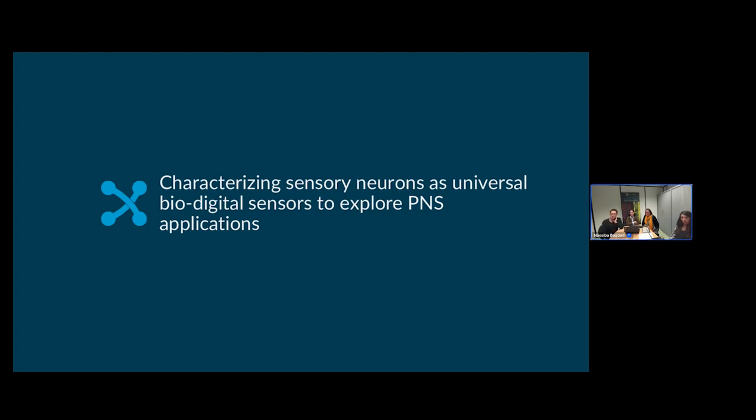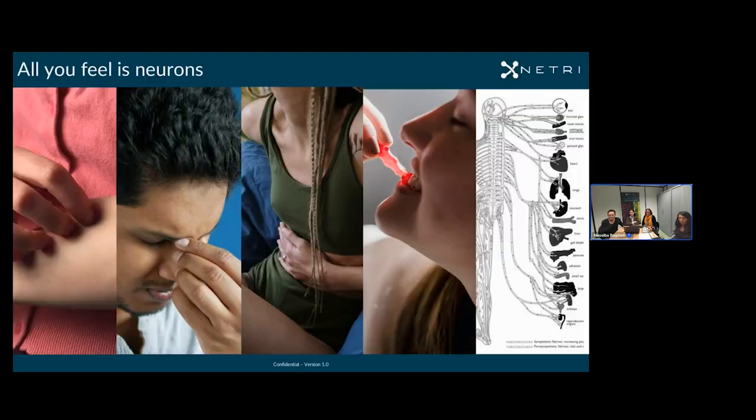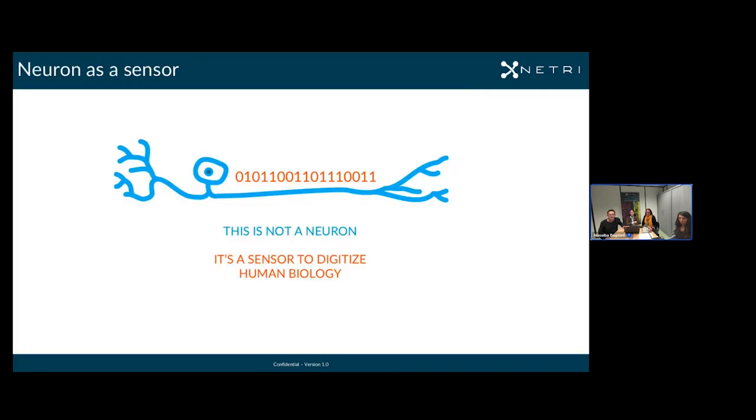Okay, hi everyone. So the fundamental idea that our system allows is to consider that everything you feel is actually based on your neurons. Whether it's pain, pleasure, aches, itches or scratches, everything boils down to the signals that are being fed into your brain. So you can consider a neuron not necessarily as a neuron, but basically as a sensor that senses everything for you.